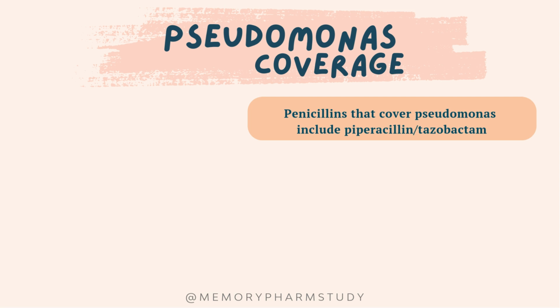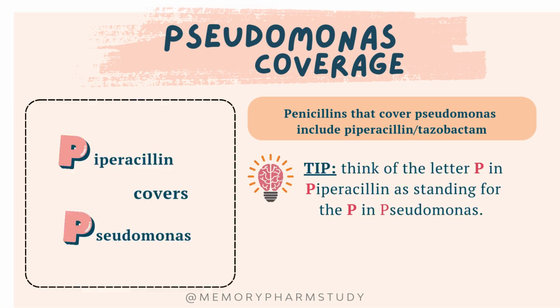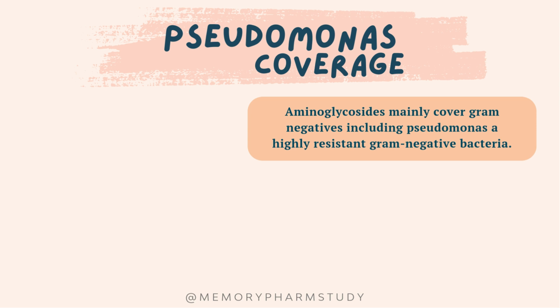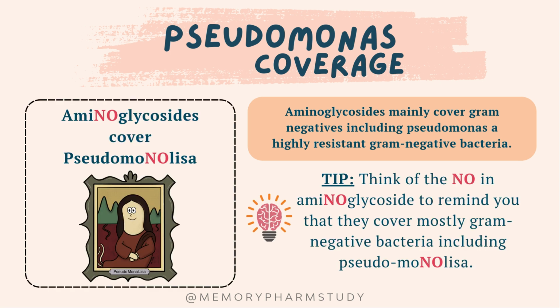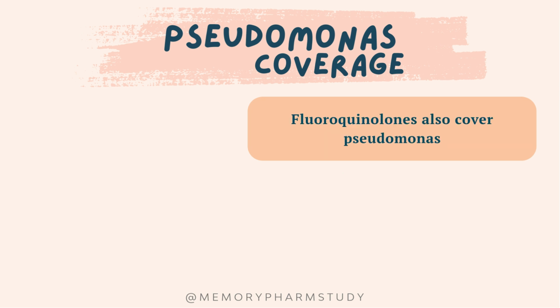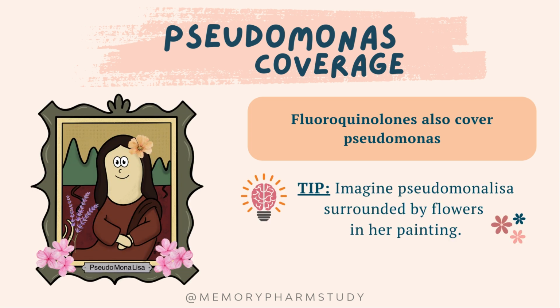Penicillins that cover Pseudomonas include piperacillin tazobactam. Think of the P in piperacillin as standing for the P in Pseudomonas. Aminoglycosides mainly cover gram-negatives, including Pseudomonas, a highly resistant gram-negative bacteria. Think of the NO in aminoglycosides to remind you that it covers mostly gram-negative bacteria, including Pseudomonas Lisa. Fluoroquinolones also cover Pseudomonas. Imagine Pseudomonas Lisa being surrounded by flowers in her painting to help recall this information.